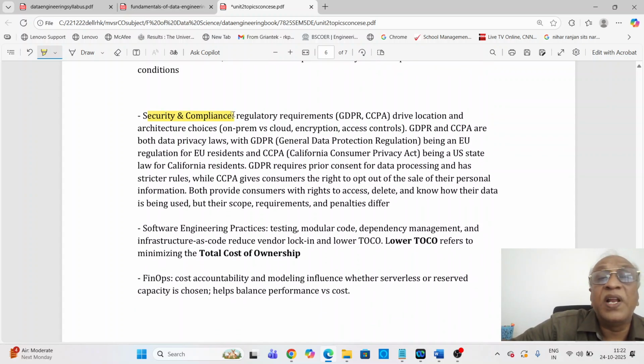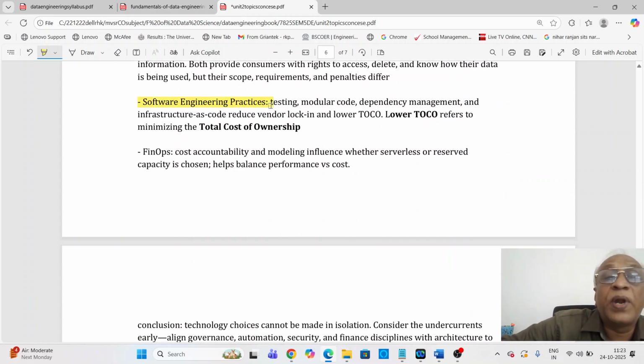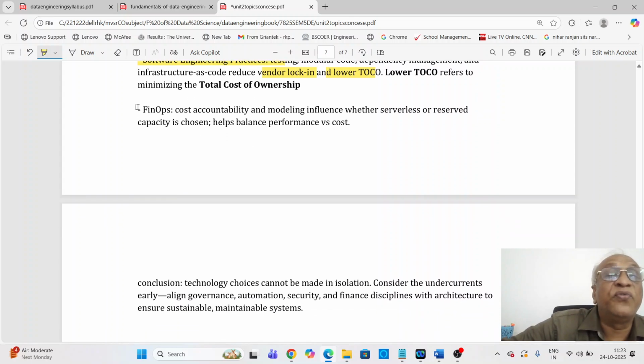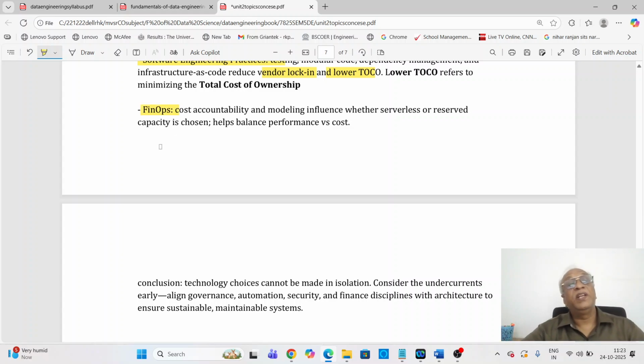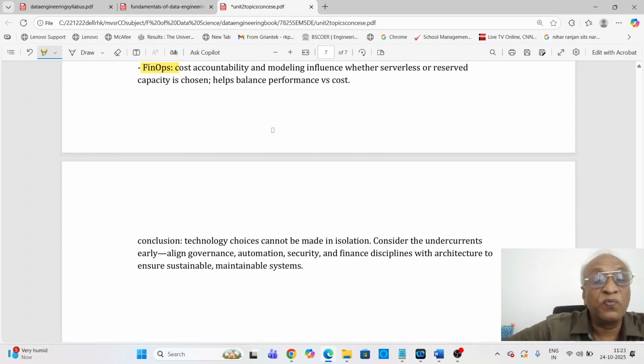Coming to security and compliance, you may be aware of GDPR and CCPA. GDPR, we all know, General Data Protection Regulation, takes care of the privacy of individuals and their data. CCPA is the California Consumer Privacy Act. Now, coming to software engineering practices, you need to reduce vendor lock-in. We know what vendor lock-in is now. You need to lower the TCO also, and TCO is total cost of ownership. Coming to FinOps, we know that we are combining finance and operations, and this will help balance performance versus cost.